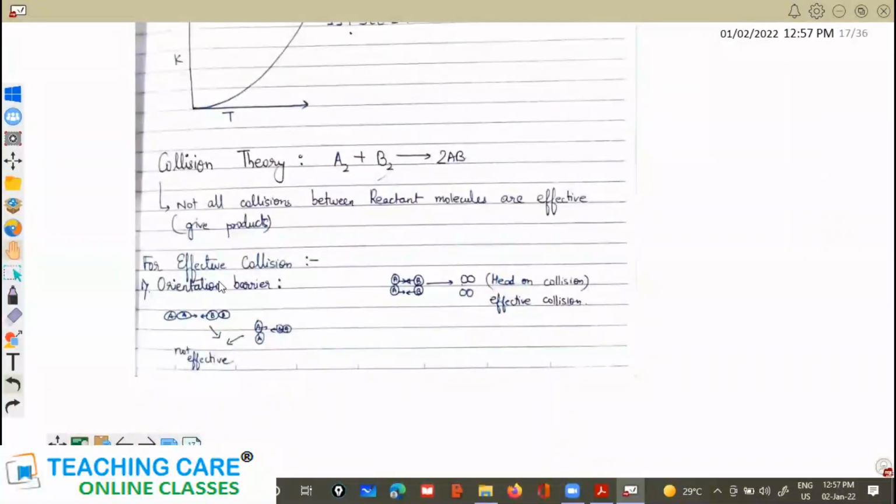Now, how do you define an effective collision? One is the orientation barrier. In an effective collision, you have the right orientation, meaning a head-to-head collision, where say A is directly hitting B. We call it a head-on collision. But say, for example, A2 and B2 join sideways, two molecules of A joining with two molecules of B, or they join in a pattern of one horizontal, one vertical. Then this is not effective, because this B and this A are inactive in this collision. They do not take part in it. Effective means they will 100% get converted into product after the collision. But here, because they are not colliding properly, it is known as a non-effective collision. Clear?